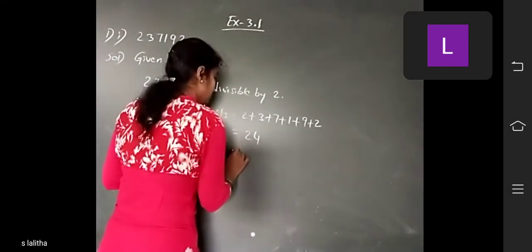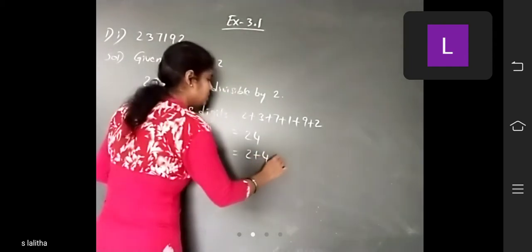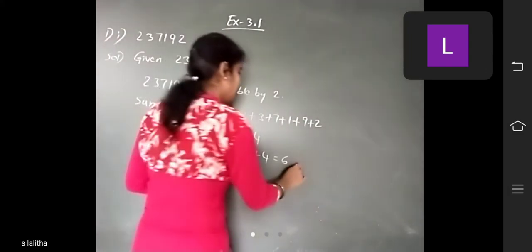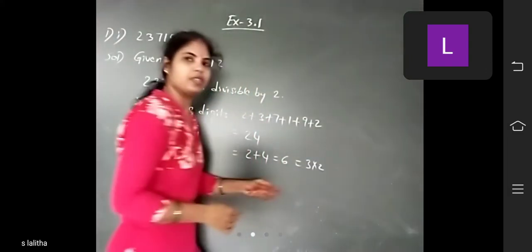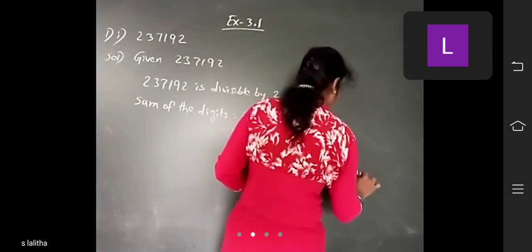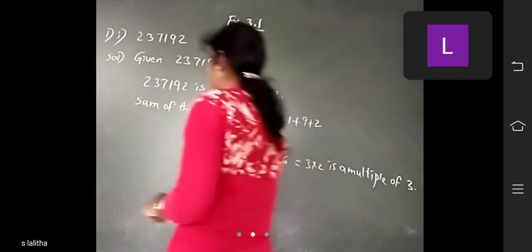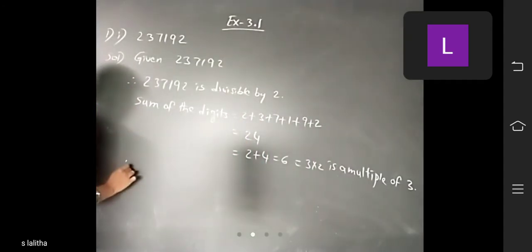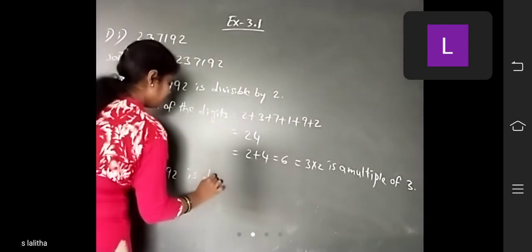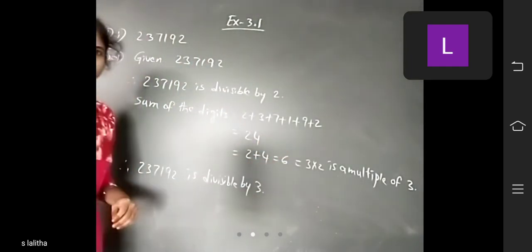24. Now again add this: 2 plus 4, how much? 6. Is 6 a multiple of 3 or not? Yes, 6 is a multiple of 3. 3 twos are 6. Okay, it is a multiple of 3. So therefore, 2,37,192 is divisible by 3. Okay, children.